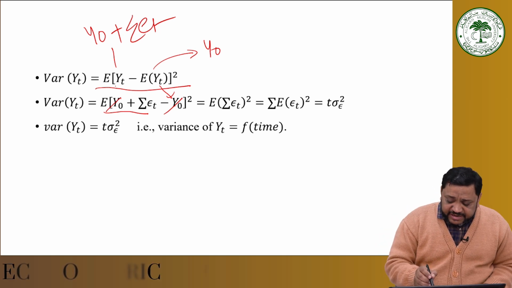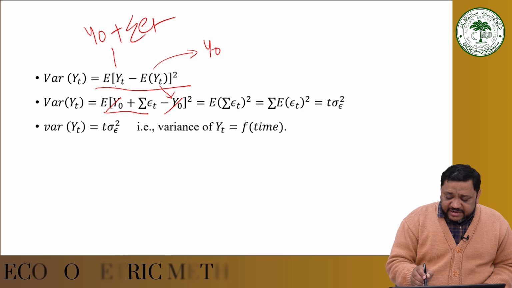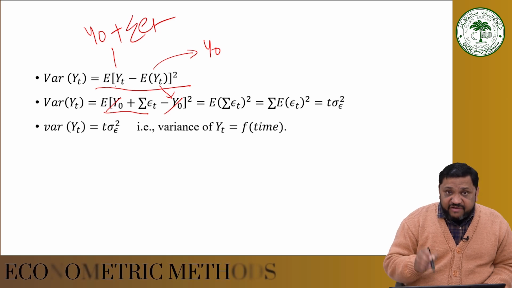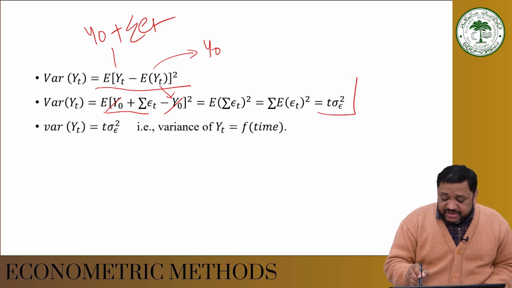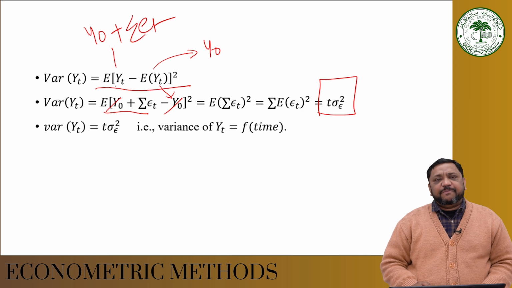So summation epsilon t square, we write it as, because there is an element of t, we have t times sigma square epsilon.